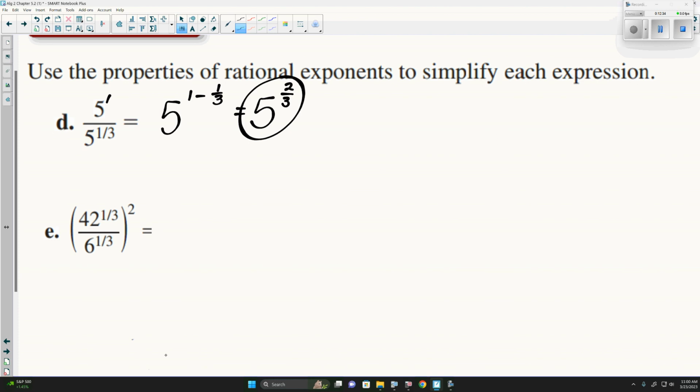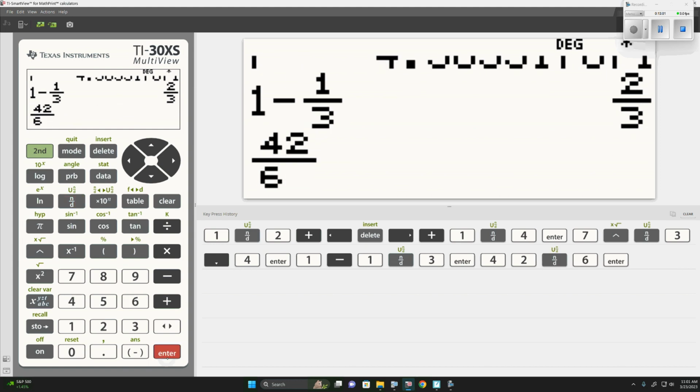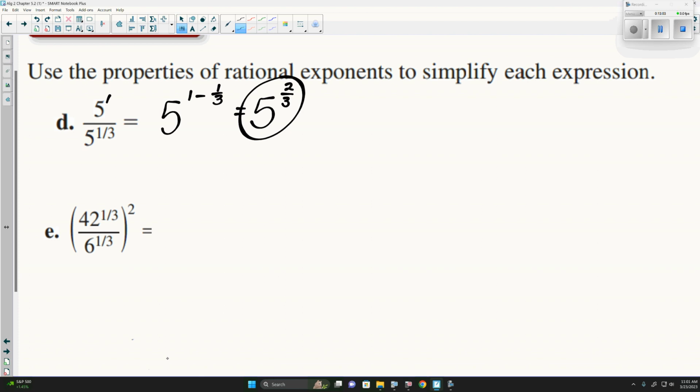So we have 42 to the 1/3 divided by 6 to the 1/3, all to the 2nd power. Now we can't do what we did on the previous one because 42 and 6 are not like terms. They're not like bases. So we can't just subtract the exponents. But will 42 divide by 6 evenly? Yes.